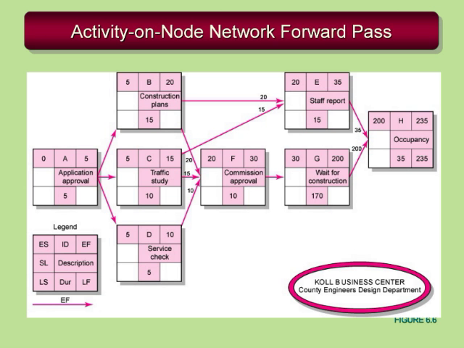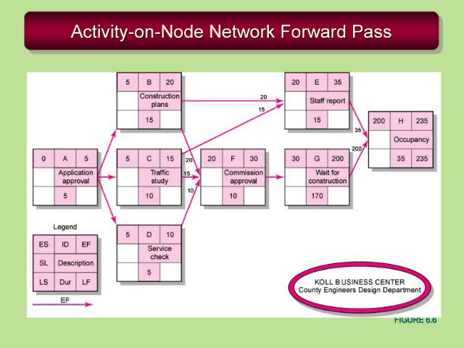If you have 2 arrows going to an activity with 2 different durations, you always in the forward pass take the largest number. So going to activity E is 20 days coming out of B and 15 days coming out of C. So we'll put 20 in the upper left-hand corner for the early start time for activity E. And that merge activity, activity F, we have 20 days coming out of B, 15 days coming out of C, and 10 days coming out of D. We'll go ahead and put 20 days in there.